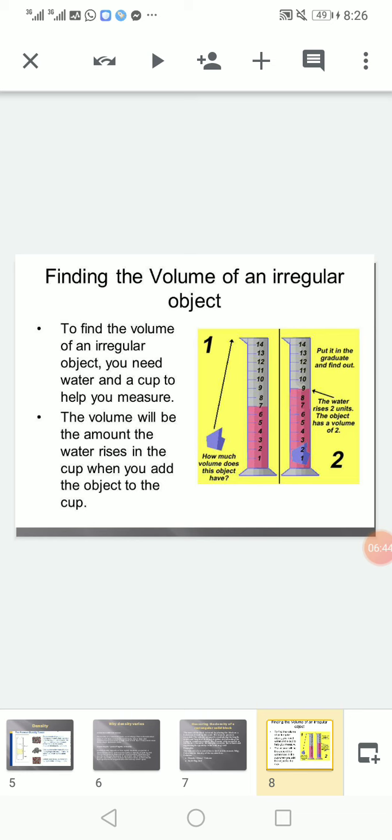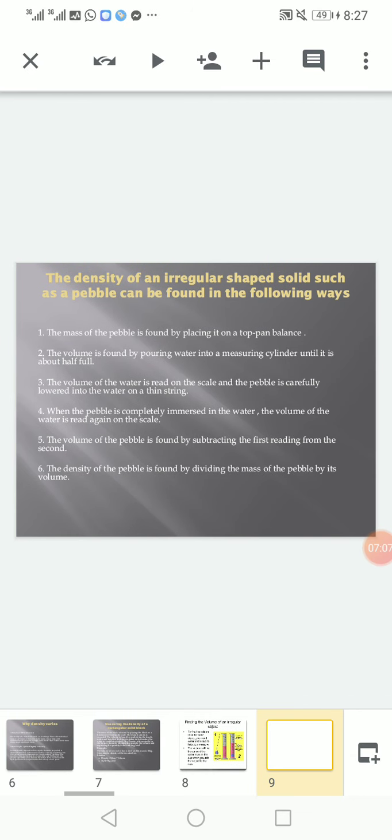First, you take the initial volume of water in the measuring cylinder before you insert the irregular object into it. Secondly, you now drop the object into the second cylinder. When you drop the object into the second cylinder, obviously there will be an increase in height. The difference between the final height and the initial height gives you the volume of the object.